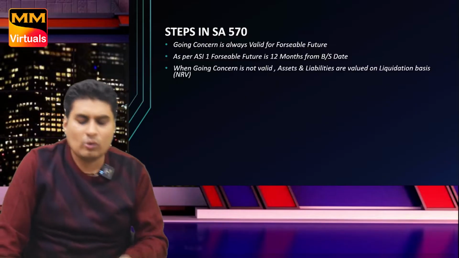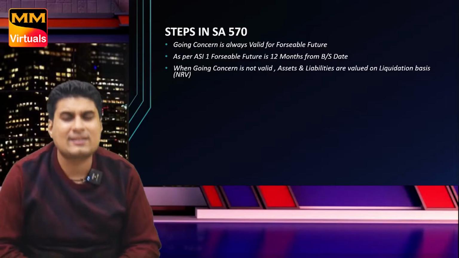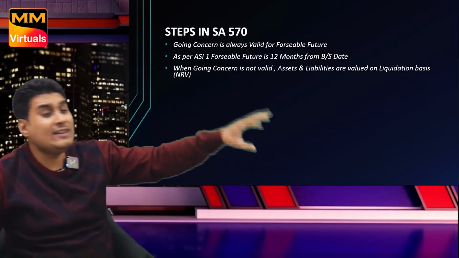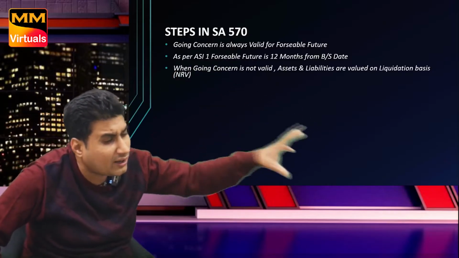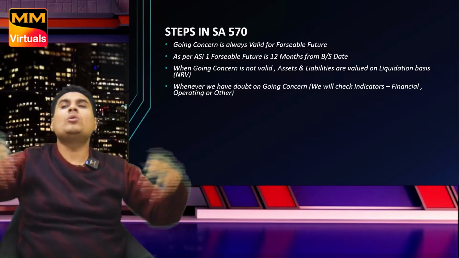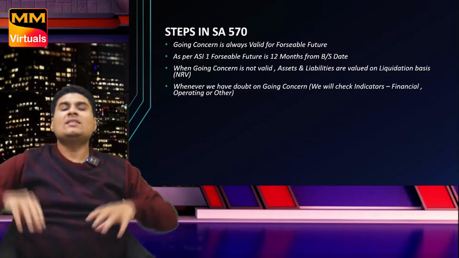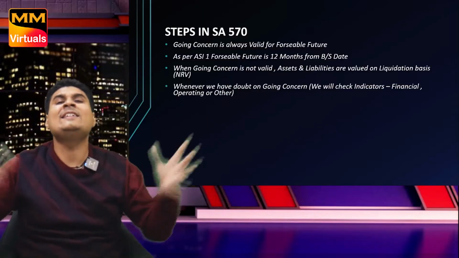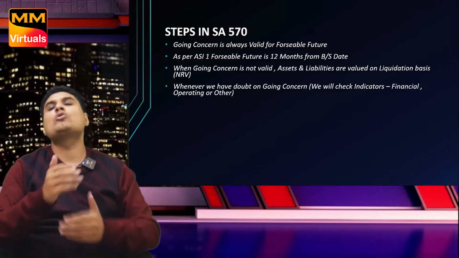When going concern is not valid, assets and liabilities are shown on a liquidation basis. That is the big thing. We need to tell shareholders the true worth of the company. So when will I have doubt? Whenever there are indicators. There are financial, operating, and other indicators. Whenever you find indicators, there can be a doubt on going concern.